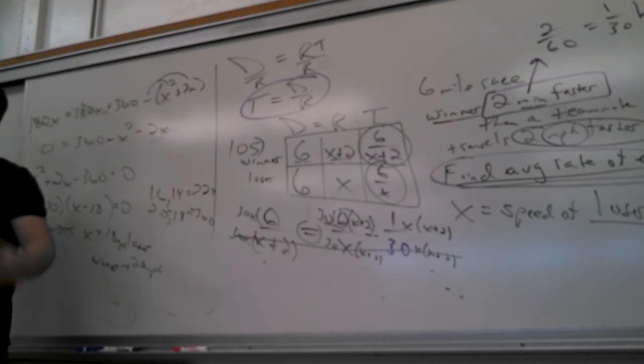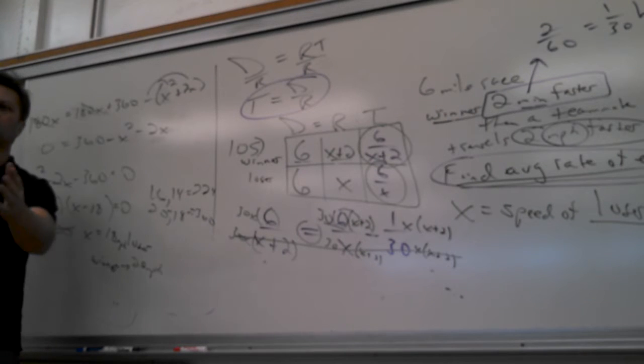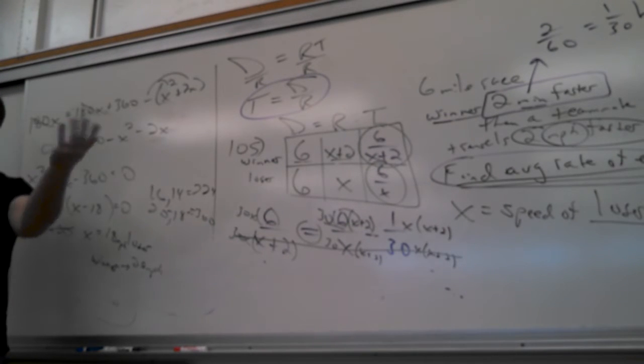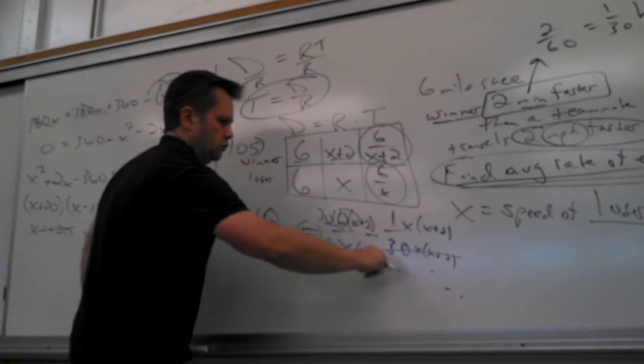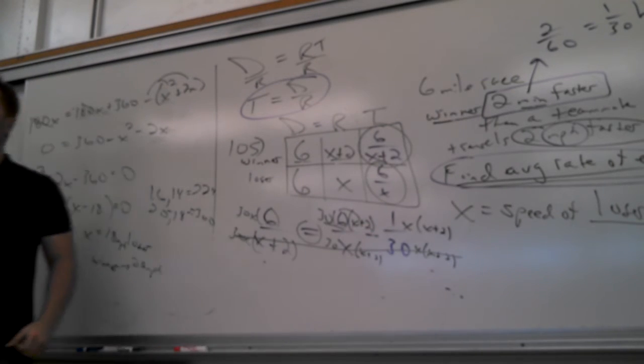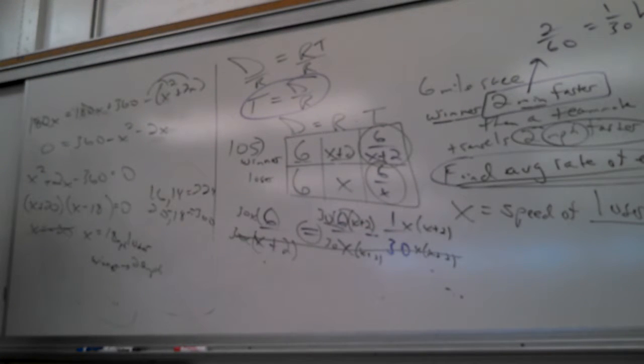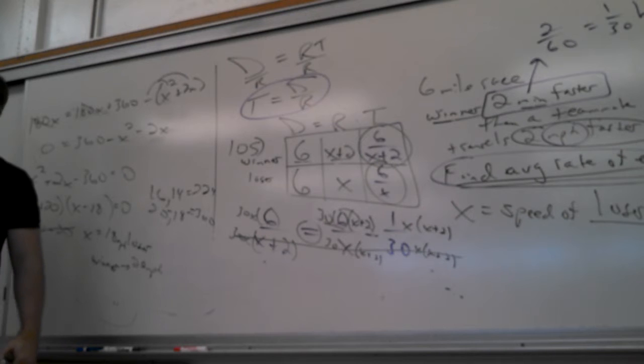How did they relate to each other? Right? And they weren't equal to each other, obviously, because one won and the other one lost. They were off by 2 minutes, 1/30th of an hour. All right, I'm not saying that this is an easy problem at all, but pay attention to the process of how I set it up. How did I figure out what goes where?